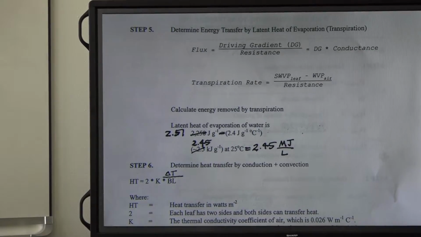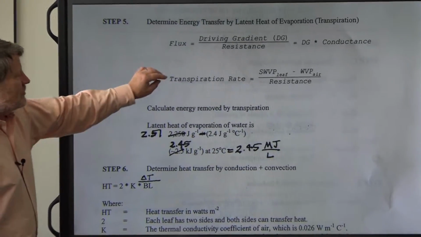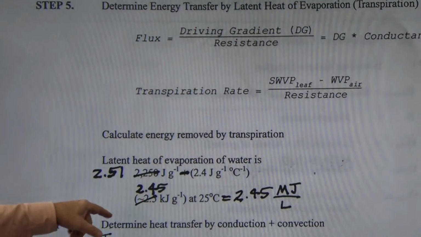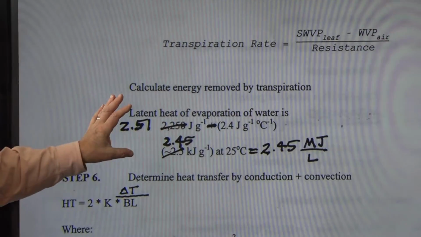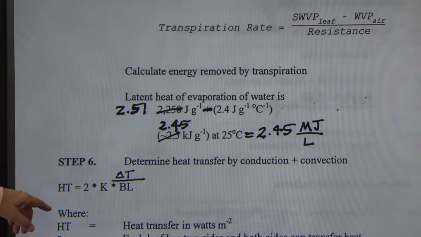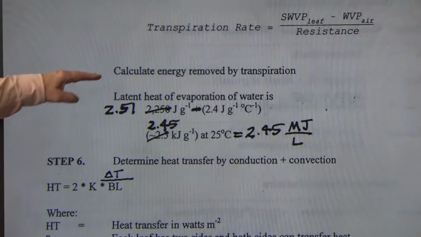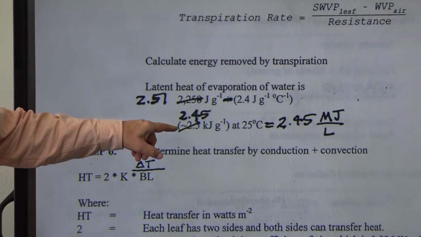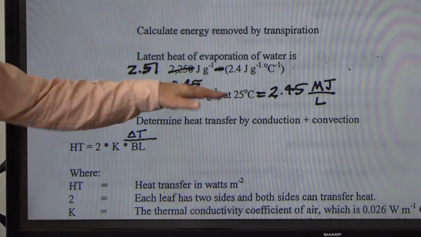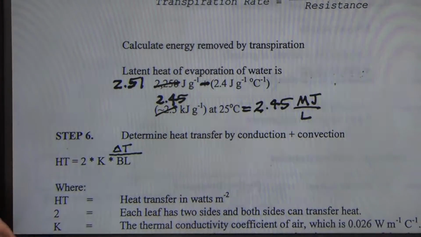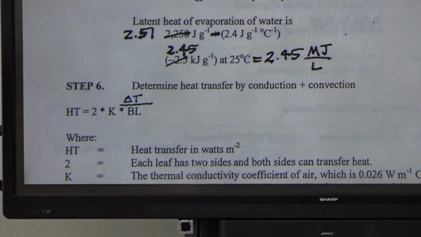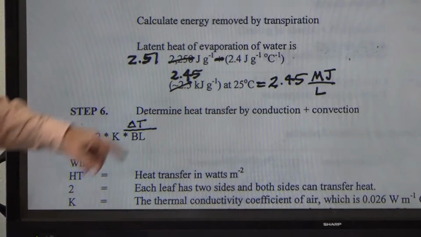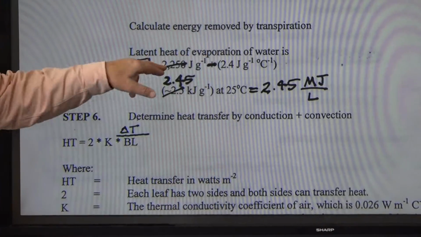Step 5 is what we did previous lecture. Energy transfer from transpiration. Here's the equation. It's either divided by resistance or times conductance. Now I did an example here. No, I didn't do an example. I just put the equation. I had to cross these out because this is the latent heat of evaporation right at air temperature. This is not incorrect. It's just a more detailed equation.